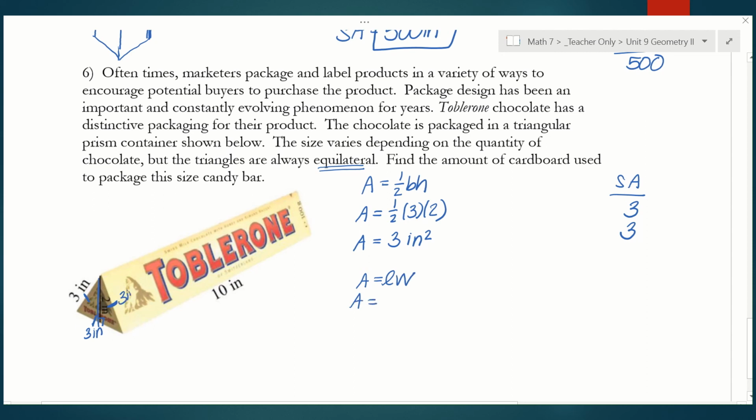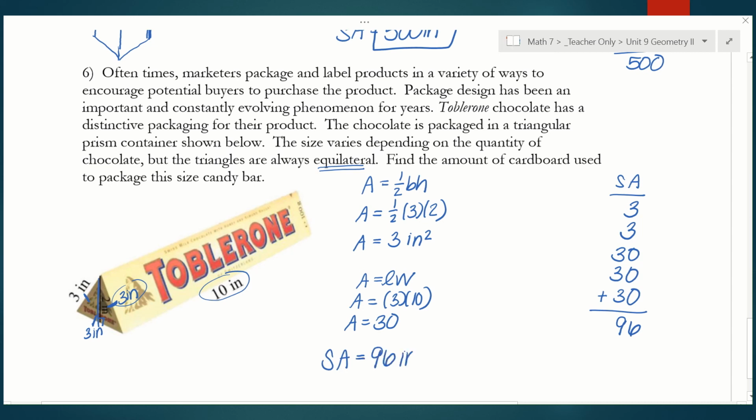So why don't we look at the side we can see here. I know this is 3 inches because, again, all the sides of the triangle are the same. And so the length and width of that rectangle is 3 by 10, which is 30. And I know all 3 rectangles are going to have that same area because all 3 rectangles are the same size. Okay, so if I add that up, I'm going to get 96. So the surface area is 96 square inches.